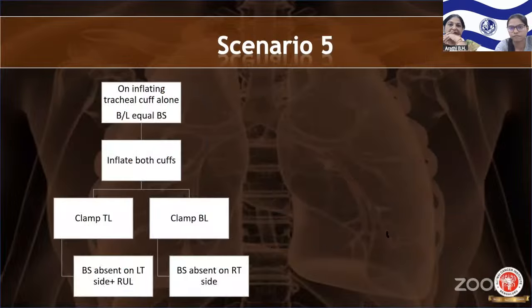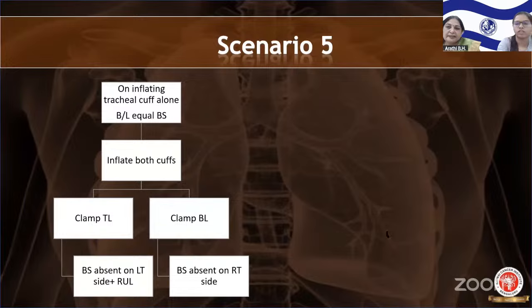Now coming to our last scenario, here again I've placed the DLT, inflated the tracheal cuff, and I hear bilateral equal breath sounds. Then we inflate both the tracheal and bronchial cuffs. I clamp the tracheal lumen, then I hear breath sounds are absent on the left side. Ideally, it should have been absent on the right side, but here it is absent on the left and at the right upper lobe. Then I clamp the bronchial lumen, and the breath sounds are absent on the right side.